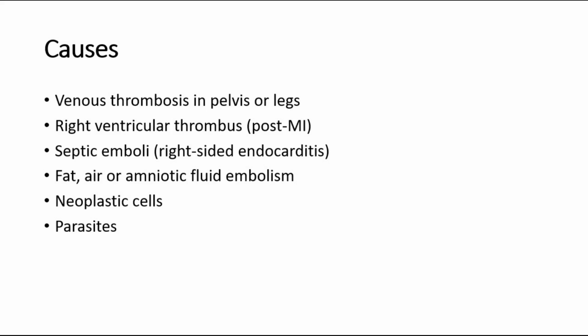The clot will break off and pass through the veins and the right side of the heart before lodging in the pulmonary circulation, causing pulmonary embolism. Other rare causes include right ventricular thrombus after a myocardial infarction event, and also septic emboli after a right-sided endocarditis, and it can also be caused by fat, air, or amniotic fluid embolism, neoplastic cells, and parasites as well.